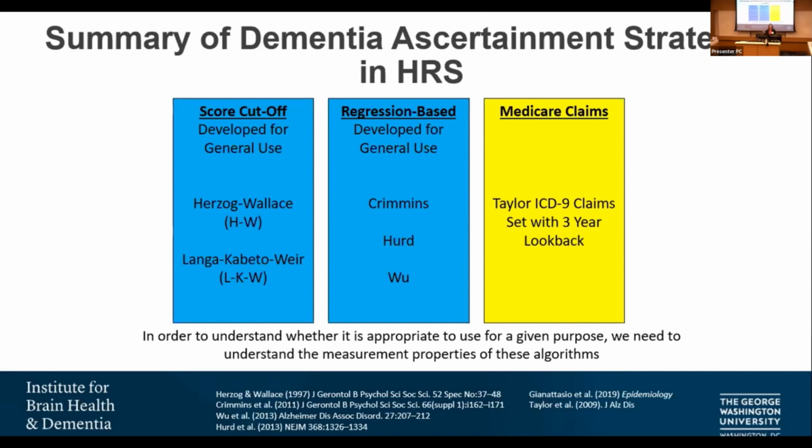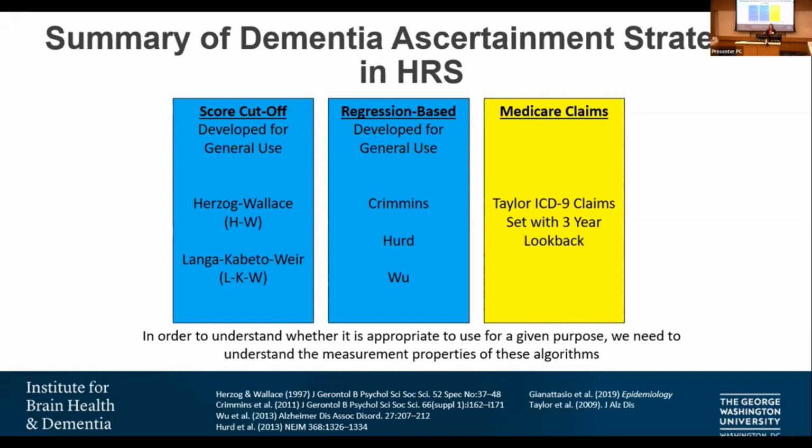And I went out and I found that there were six algorithmic processes that were used with the HRS data to identify dementia. Because HRS itself doesn't do a formal dementia ascertainment. They have cognitive testing, they have medical history, they have all sorts of other things, but they don't do dementia ascertainment. So we need some way to actually assign dementia status to people.